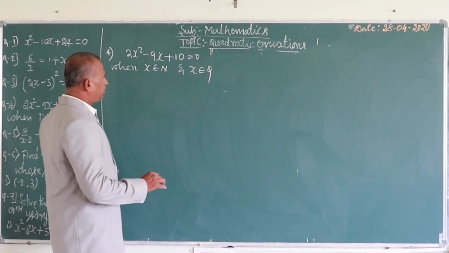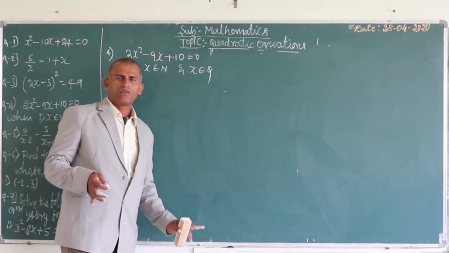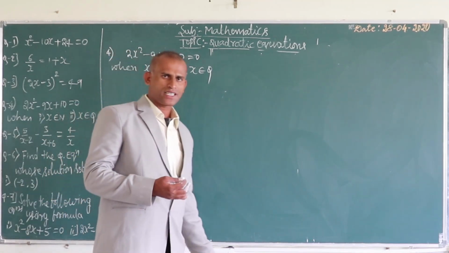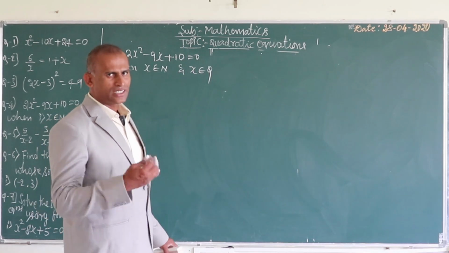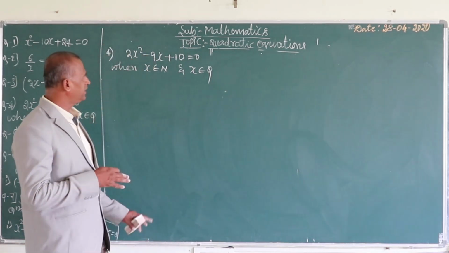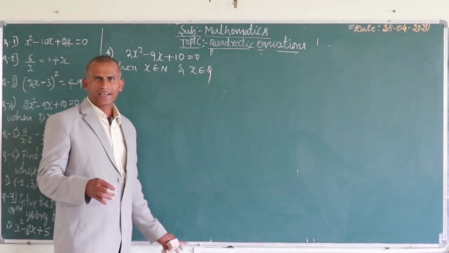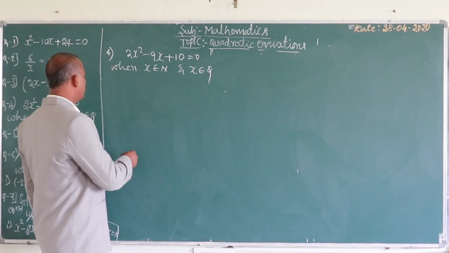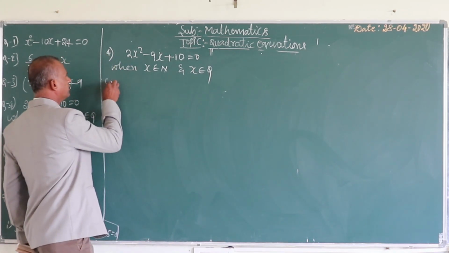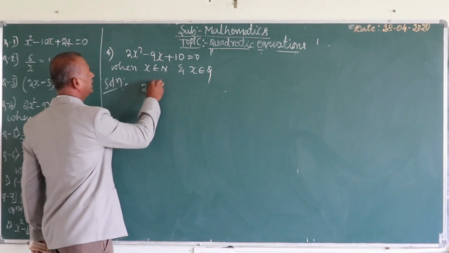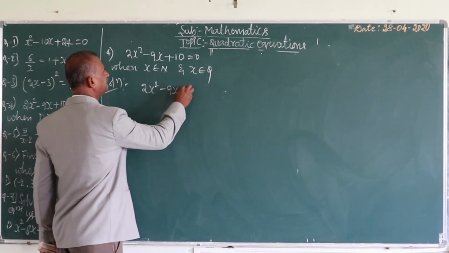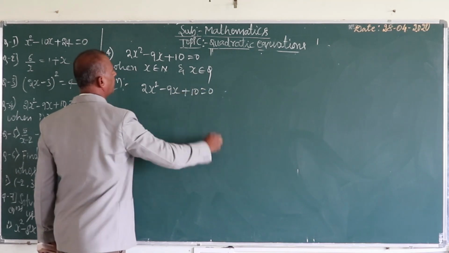Here the procedure will be completely the same as the previous sums we solved; the same procedure we have to follow. At the end, we use the relevant given condition to write our final solution set. Now the solution: 2x square minus 9x plus 10 equals 0.